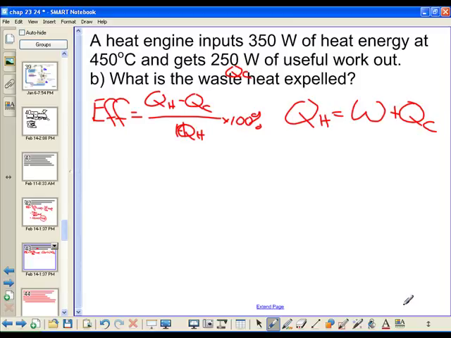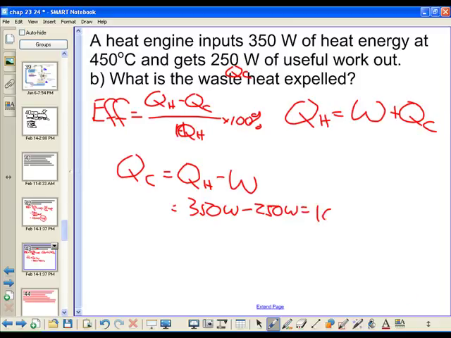If they gave me the efficiency, but I didn't know work, yeah, I would have to use this. But since I know QH and I know work, I'm going to go the easier route. Like I said, this will get you the same answer, just a little harder. Too much division. So here, if I do my algebra, I get QC equals QH minus the work. 350 watts minus 250 watts, or 100 watts.